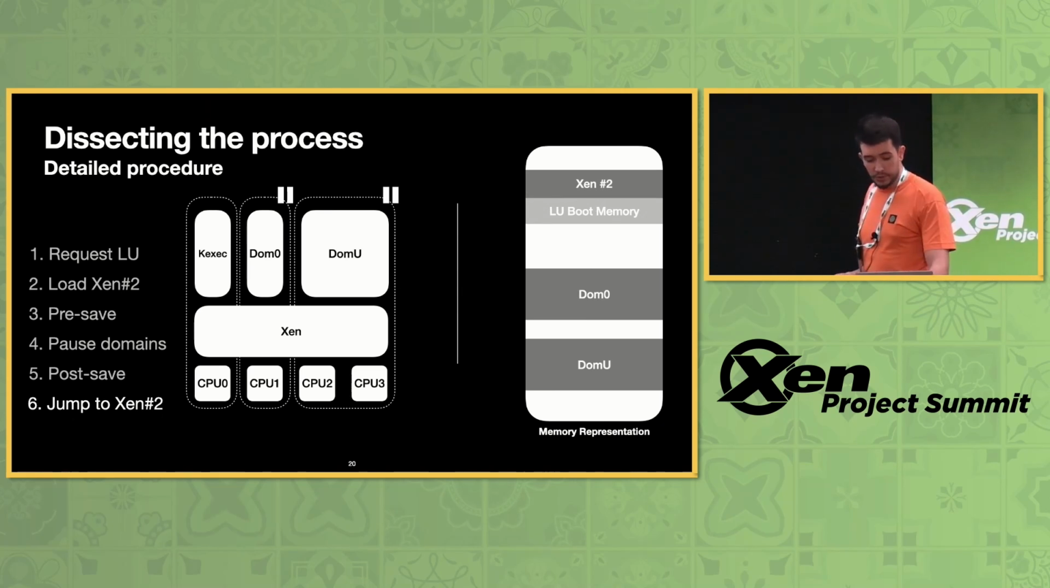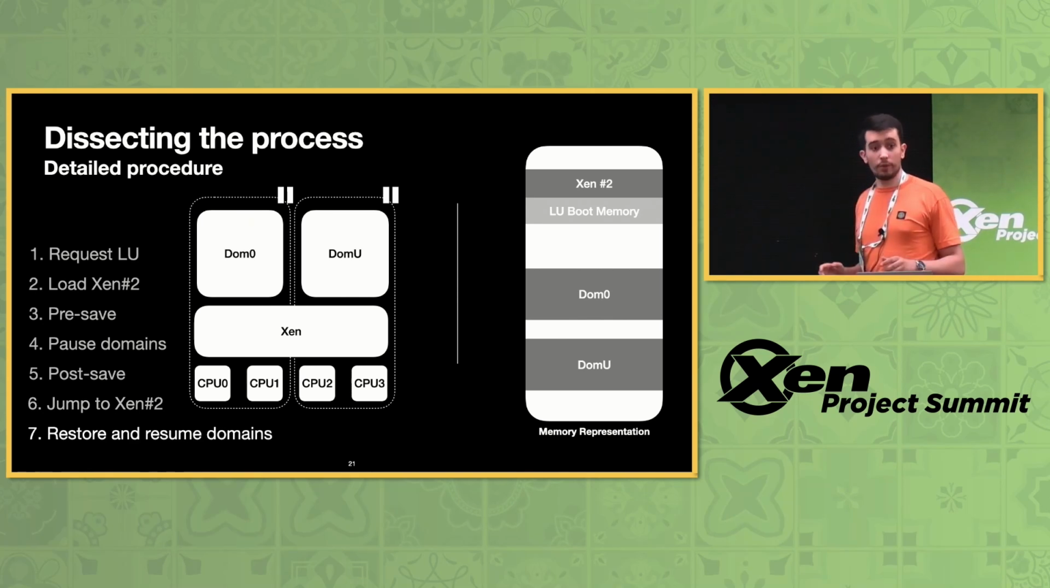And we can now proceed to restore and resume the domains. And so from step 4 to step 7, when we have finally resumed the domains, this is what we call the downtime, where the guests are not running.